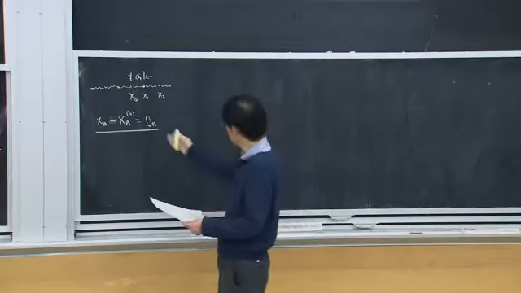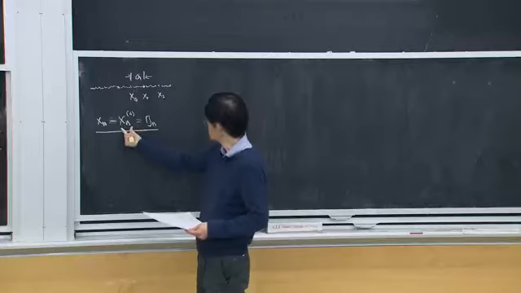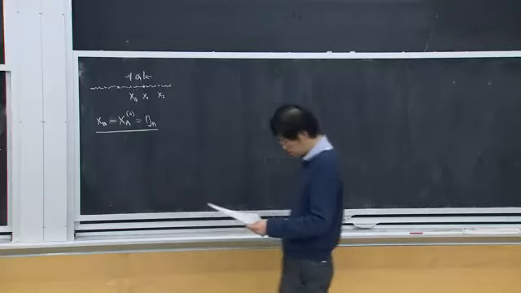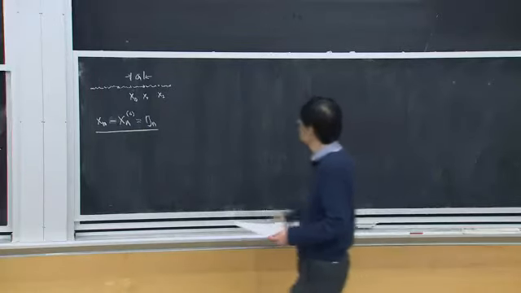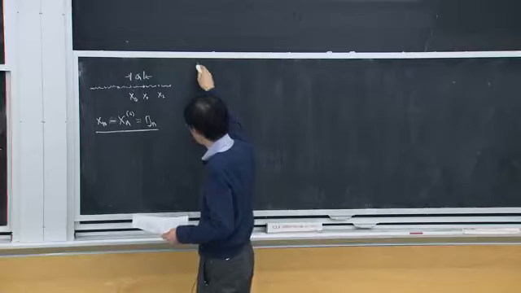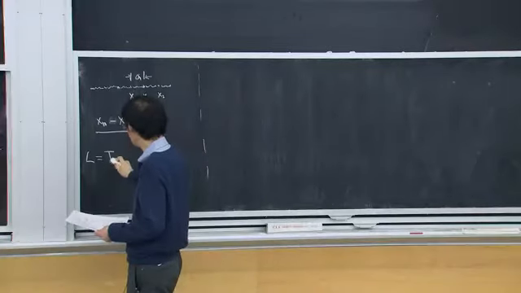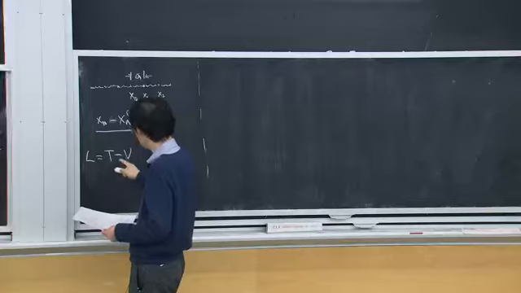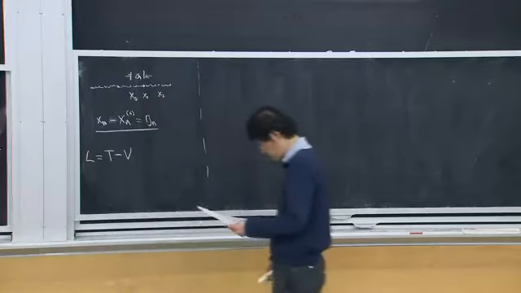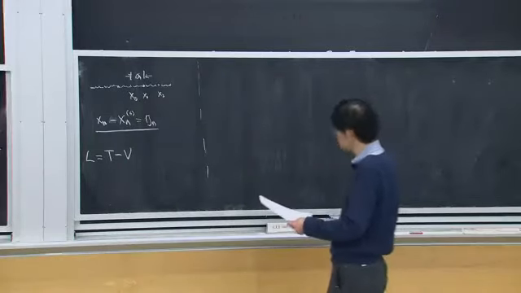And so this is just the deviation of the nth particle from its equilibrium position. Okay, so xn0 is its equilibrium position. So now if you write down the Lagrangian for this system, we can easily do it: you just write T minus V. So T is the kinetic energy, and V is the potential energy.